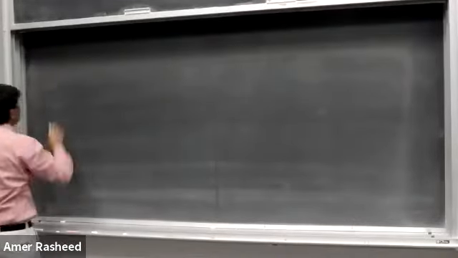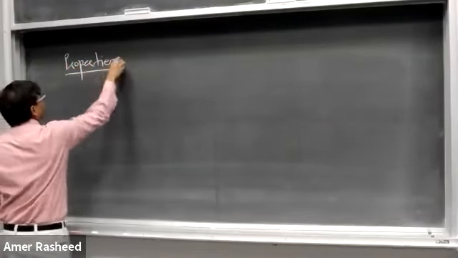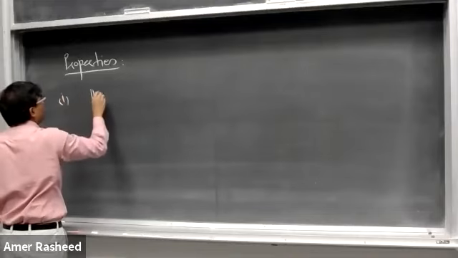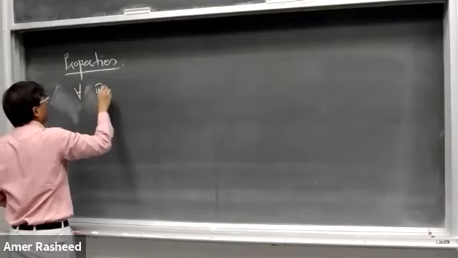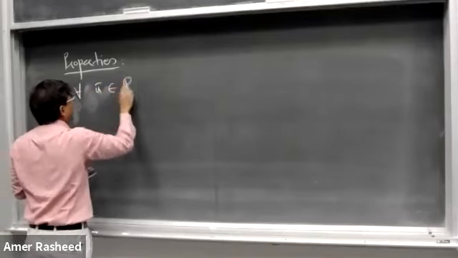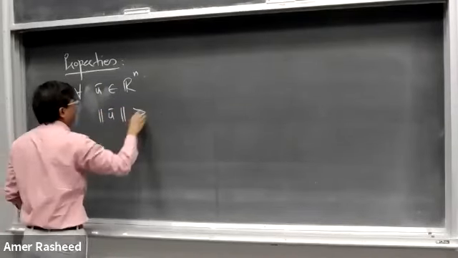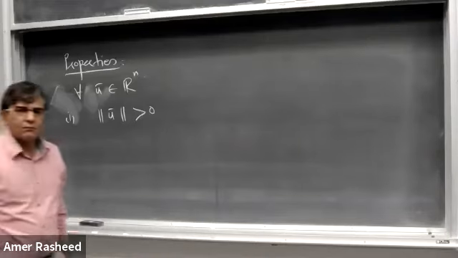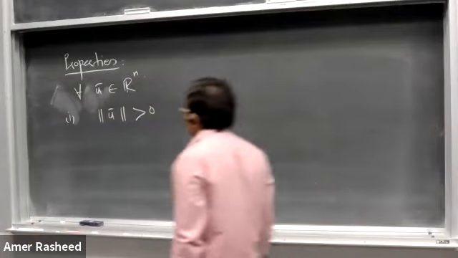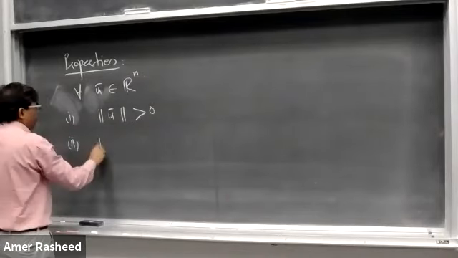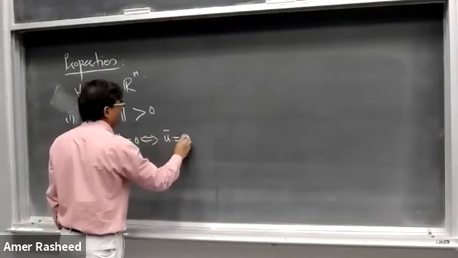The properties of norm. The first property is: for all u belonging to Rn, the norm of any vector is always non-negative, because the length is always positive. The second property is the norm of any vector is zero if and only if that vector is zero.